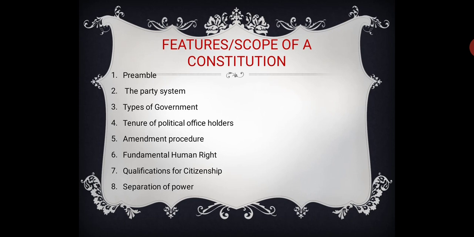Number two, the party system. Constitution defines the type of party system that will operate in a country. This must be clearly stated. If a country will have one party or multi-party system, to avoid confusion in the setting of the government of the state. Types of government. Number three, a constitution must state the type of government a state shall operate. Is it unitary or federal, presidential or parliamentary system?